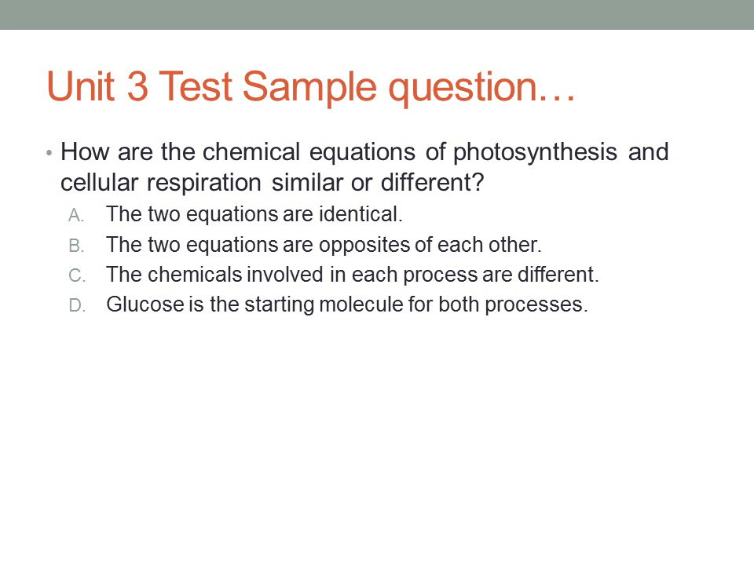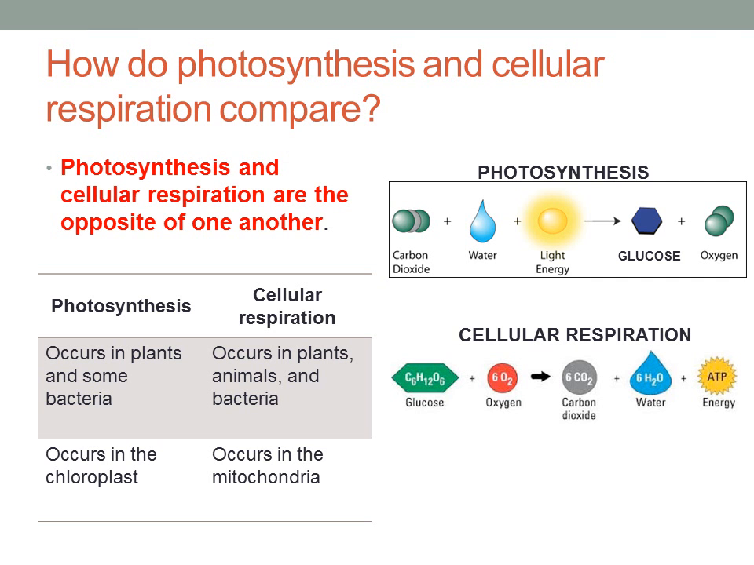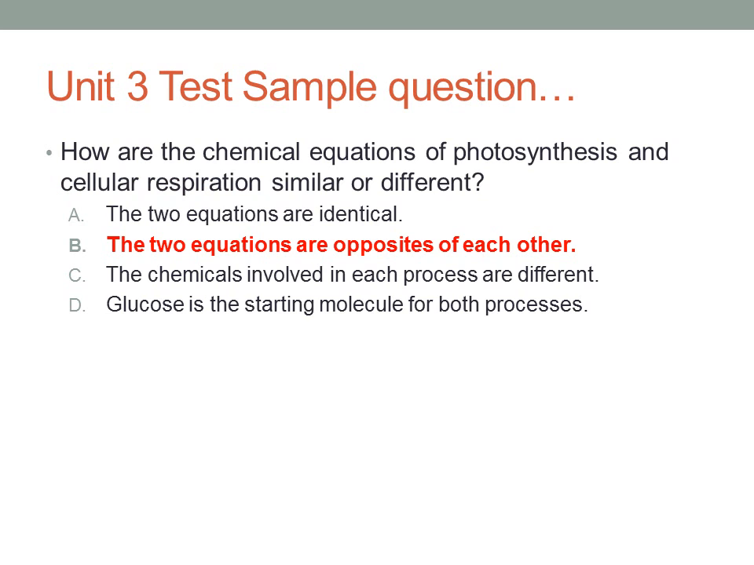So here's a sample question. How are the chemical equations of photosynthesis and cellular respiration similar or different? A, the two equations are identical. B, the two equations are opposites of each other. C, the chemicals in each process are different. Or D, glucose is the starting molecule for both processes. So we see here that when we looked at the comparison between photosynthesis and cellular respiration, they are opposite of one another. So B is the correct answer.